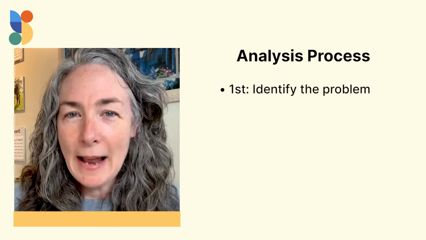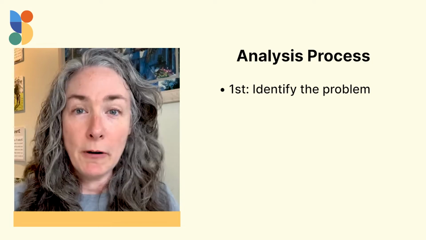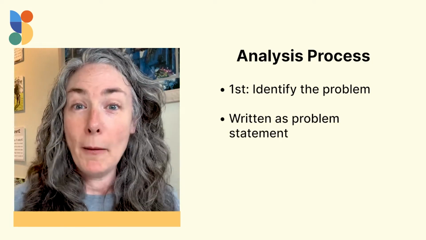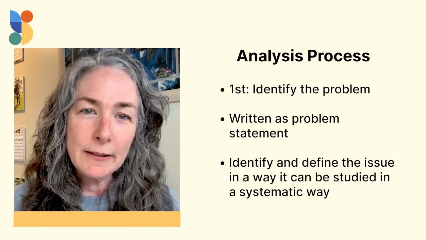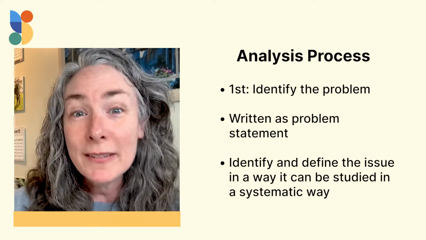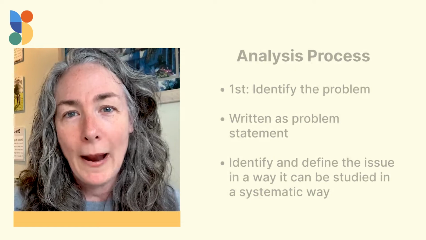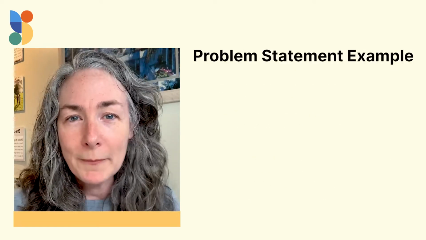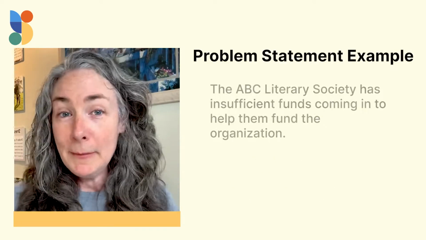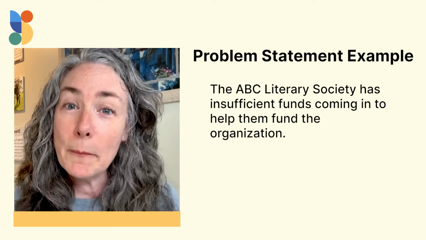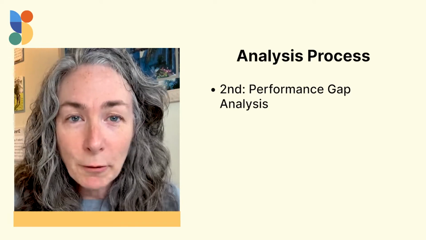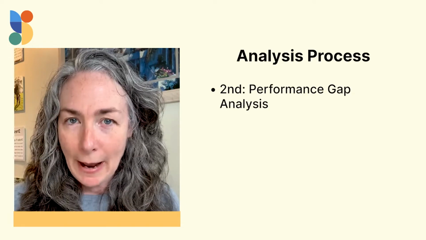The first step in the analysis process is to identify the problem. This is written as a problem statement. The purpose of the problem statement is to identify and define the issue in a way that allows it to be studied in a systematic way. An example of a problem statement is: the ABC Literary Society has insufficient funds coming in to help them fund the organization.